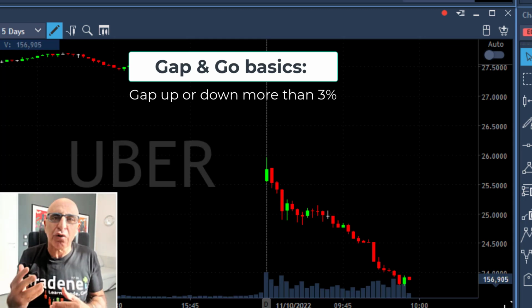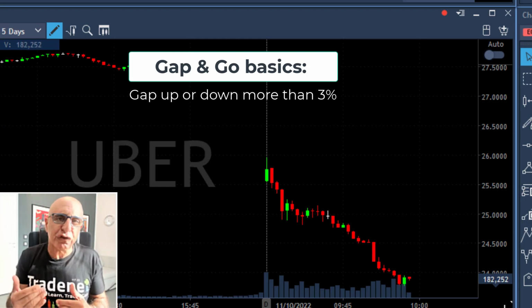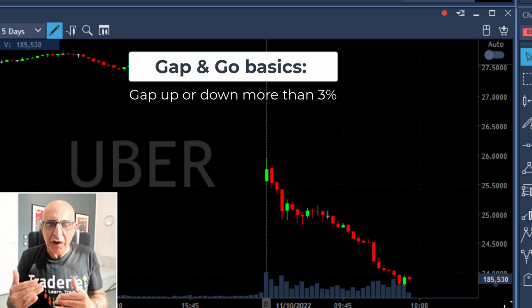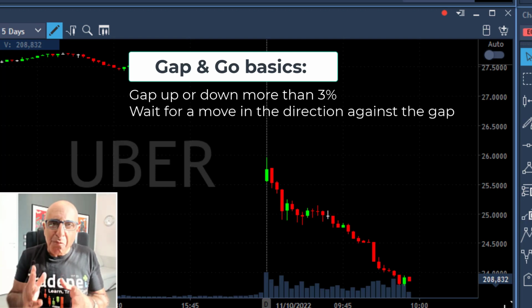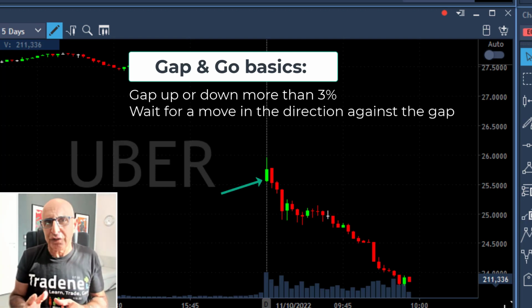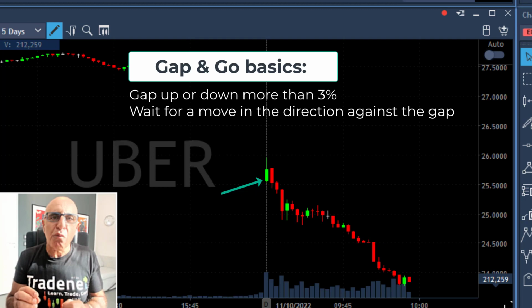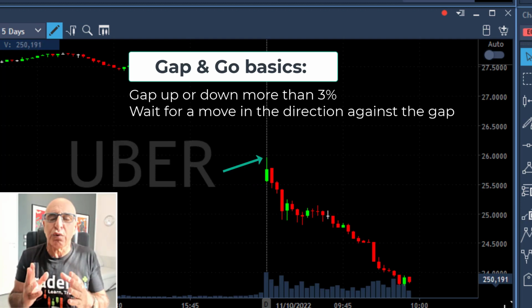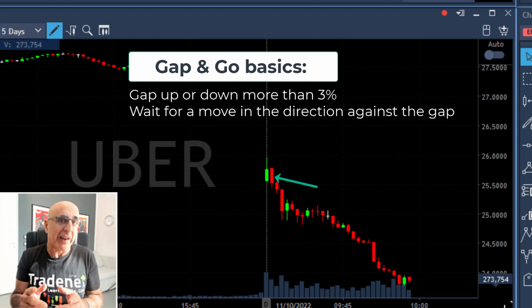Most of the people are long-term investors, and when they see a stock gapping down that much, they will normally sell. So at the beginning of the trading session, you want to see a gap which is bigger than 3%, and then you look for a move in the direction of closing the gap. You want to see the stock moving up. In this case, it gapped down. You want to see the first green candle. You want to see it moving up, and you want to see the failure.